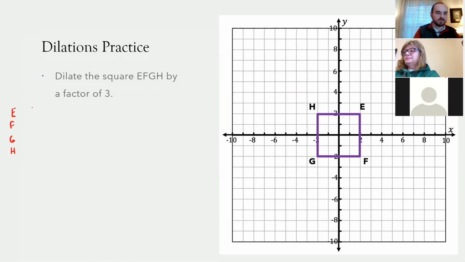E is at the point 2, comma 2. F is at 2, comma, -2. G is at -2, comma, -2. And H is at -2, comma, +2.